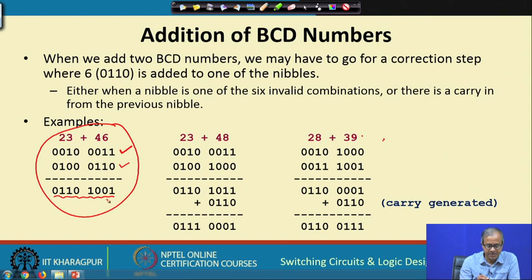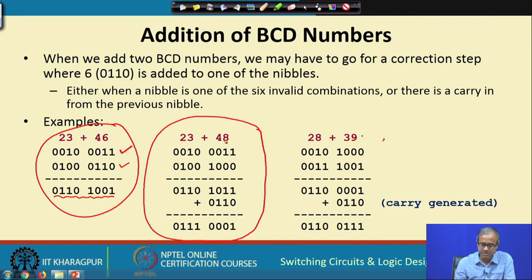Let us take another example where one of the nibbles becomes invalid. Take an example, 23 plus 48. This is 23, 2 and 3, and this is 48, 4 and 8. Let us again add: 1 plus 0 is 1, no carry. 1 and 0 is 1, no carry. 0 and 1 is 1, no carry. 1, 0 is 1, no carry. 0, 1 is 1, no carry. So, you see there is no carry from this stage to here or carry out from the final stage, but one of the nibbles, this one, is invalid, 1011. 1011 is an invalid combination in BCD. That is why we apply a correction step on this nibble, we add 6.